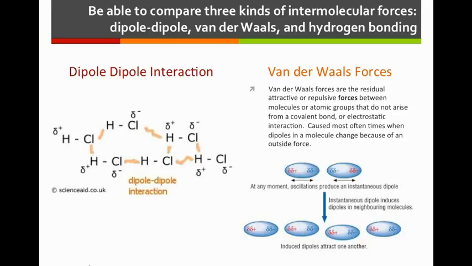Now, if in fact the dipoles are constantly changing and you can't tell where the dipole is, you have what's called instantaneous dipoles. But these dipoles act just like a dipole-dipole interaction, but they exist for much shorter periods of time. These are called van der Waals or London forces.